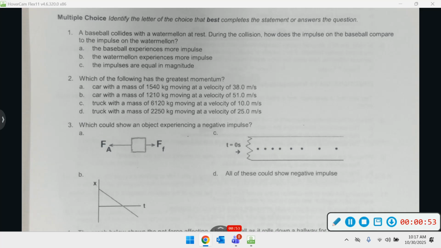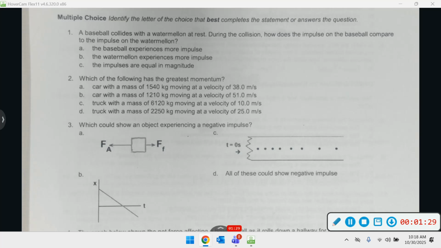Anytime you have a collision between two objects, whether it's a bug and a car, or a semi-truck and a car, I think those were the examples you've seen quite a few times, the forces are equal and opposite. It's a force pair, right? So the force on the bug is equal to the force on the car, or in this case, the force on the baseball equals the force on the watermelon. It's impossible for them to be touching each other for different amounts of time. If they're in contact with each other, then the time of the collision is the same, and the force of the collision is the same, which means that the impulse is the same.